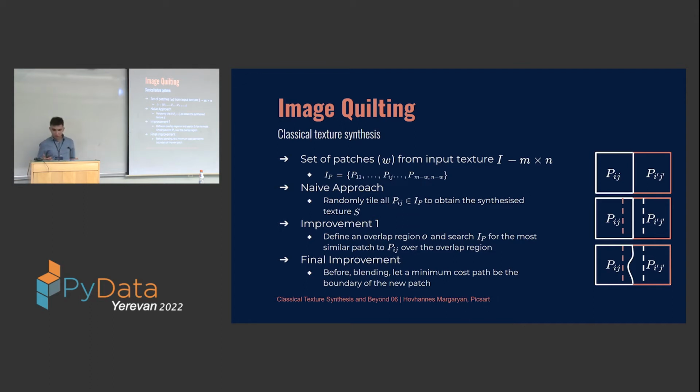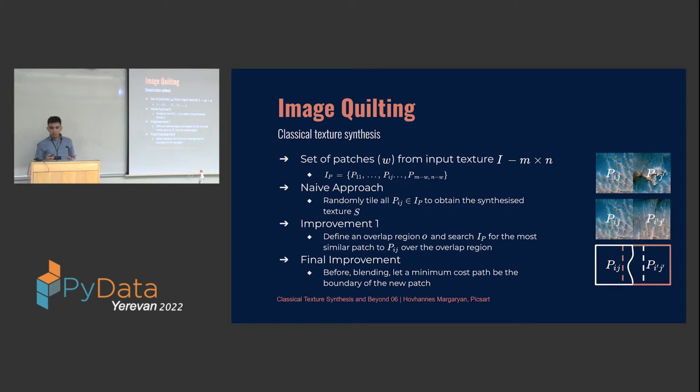For some types of textures, this may already provide pretty adequate results, but if we take a look at an example, we can notice that at the edge of the 2 patches, a clearly visible seam is noticeable. So we want to provide an improvement over this procedure. So we define an overlap size O and search the given input patches for the most similar patch to the given patch over the overlap region.